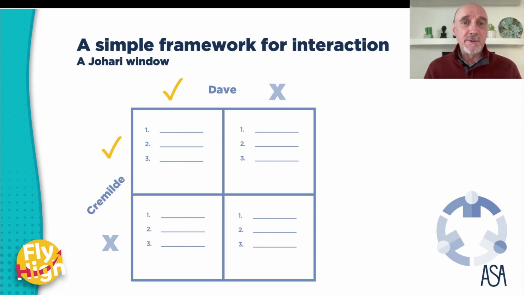In this version of the Johari Window, I've got my name at the top, and so the vertical columns are mine, a yes column on the left and a no column on the right. Then I've got the name of my imaginary partner on the left. That's Grimhild, which is one of my favorite names. And she's got the top row for yes and the bottom row for no.